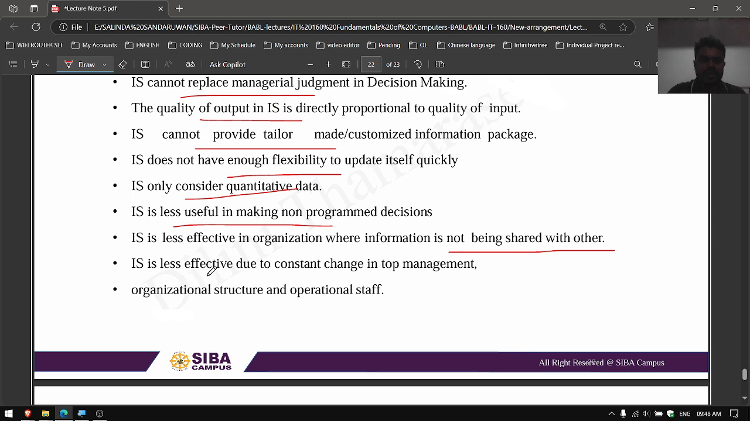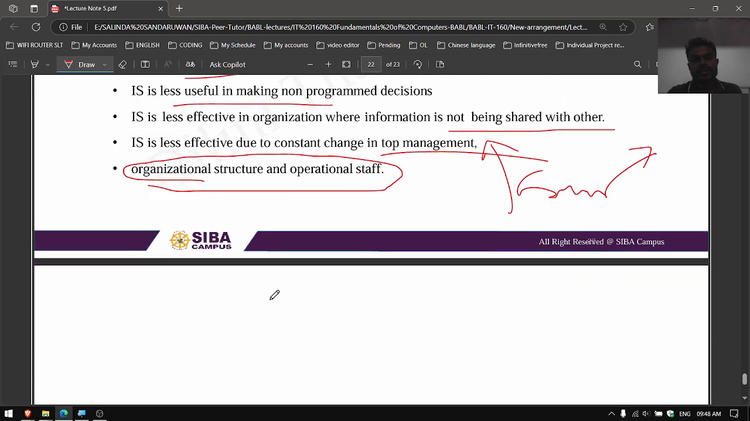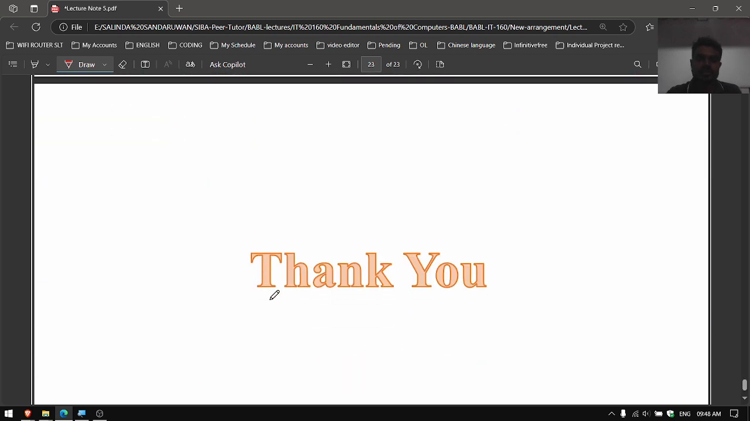It is less effective due to constant change in top management. So think about the government sector. If they are going to rapidly change the top management, the people who know how to work with the MIS will get replaced. So again they should start training. So it's less effective. And sometimes it's time consuming and resource consuming because you should train special staff to work with it. So that's about the MIS.